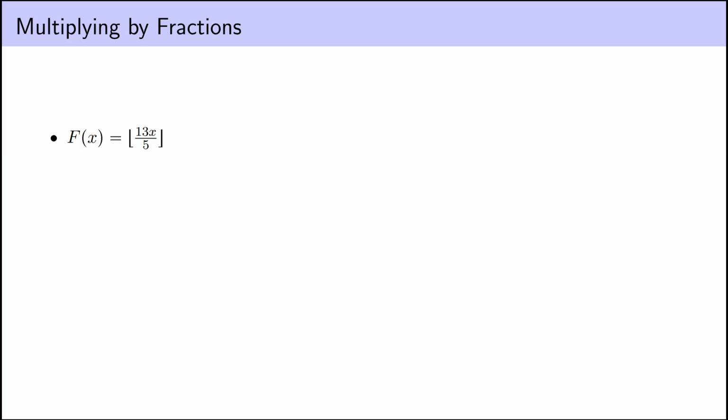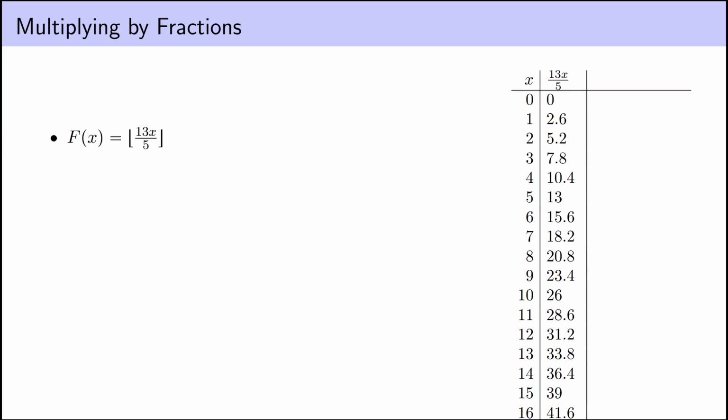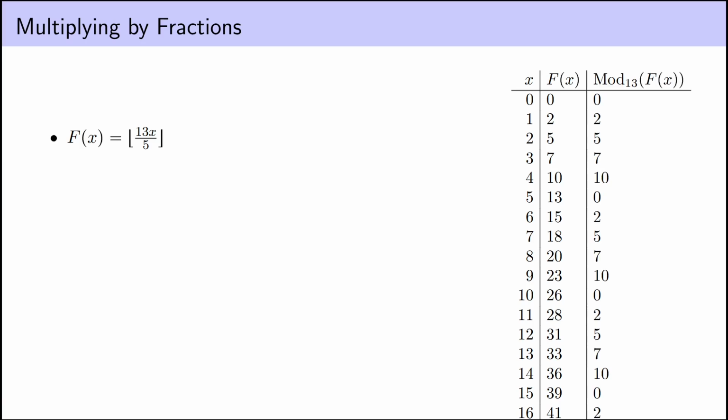I want to show you how we can use our modular arithmetic to define a function that roughly multiplies by 13/5, specifically that multiplies by 13/5 and then rounds down. Here I have a table of values of 13/5 x. And then by removing the decimal parts, we get a table of values of the function f. If we look at the remainders of these values, modulo 13, we get a pattern that repeats with period 5. And we can use this pattern to define f as a pure iterative function.